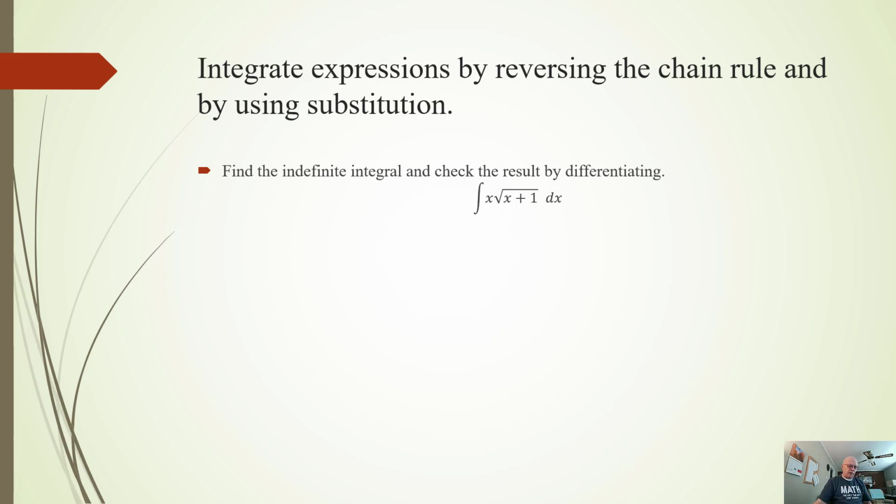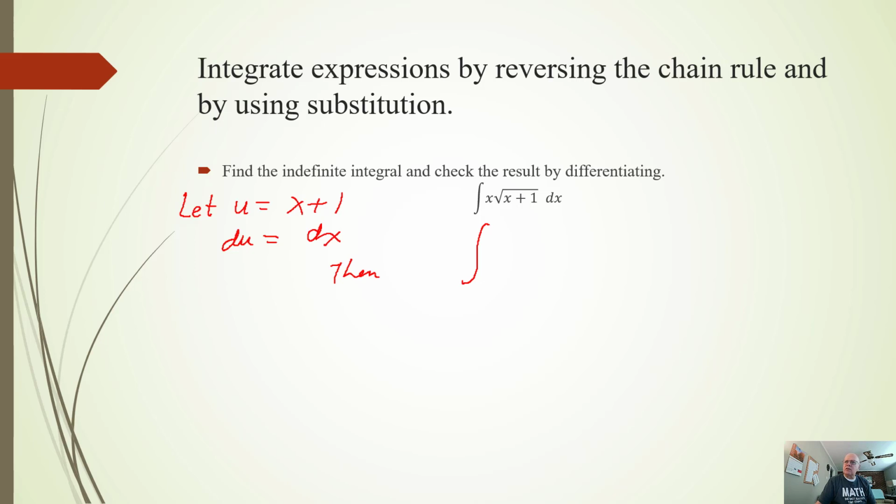This one's a little bit trickier. So, we're going to let u be x plus 1. Differentiating, we'll get the differential equation 1 dx, or just dx. Then we're going to have this looking like this.